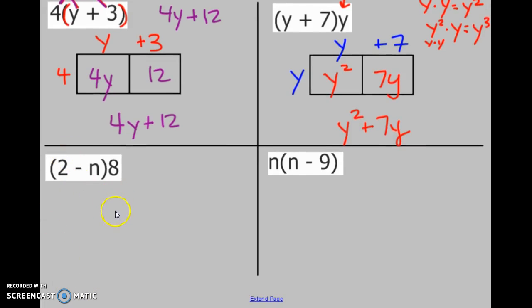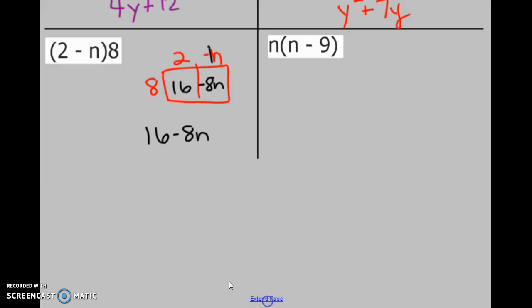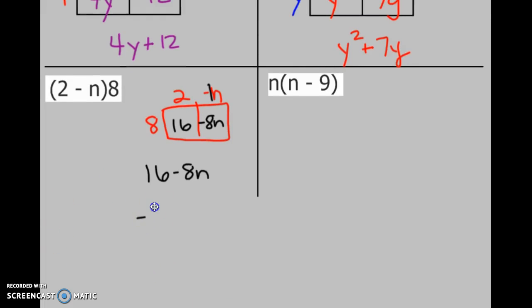Here's another. If you want to draw the box to multiply, you can. Our classroom is 2 minus n, and our teacher out front is 8. 8 times 2 is 16, and 8 times negative n, this is really a negative 1n, gives us negative 8n. So your answer is 16 minus 8n. If you wrote that as negative 8n plus 16, and just flip-flop these, that is fine, it's really the same thing.